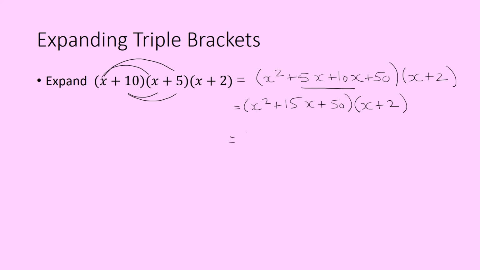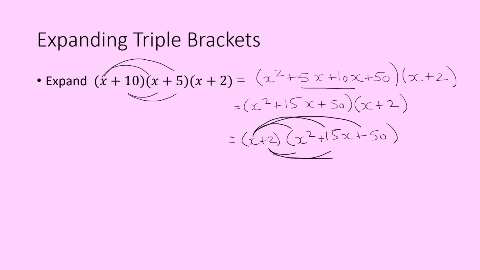Again, I'm going to swap the x plus 2 to be first. It doesn't matter which order we do it in, so I'm going to put the x plus 2 there, and then the x squared plus 15x plus 50. I do that just to make it easier for the next step, which is to multiply everything in the first bracket by the second bracket. So we get x times x squared, which is x cubed, x times 15x, which is plus 15x squared, x times 50, which is plus 50x, then 2 times x squared, which is 2x squared, 2 times 15x, which is plus 30x, and 2 times 50, which is plus 100.